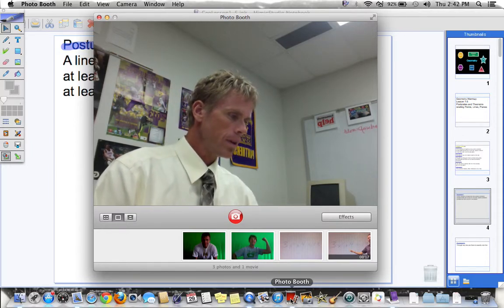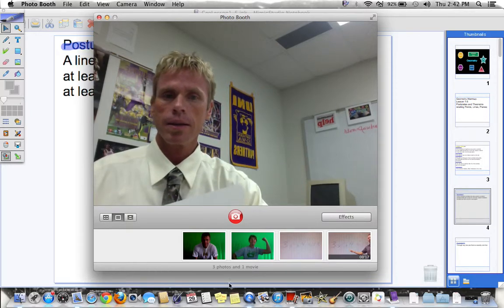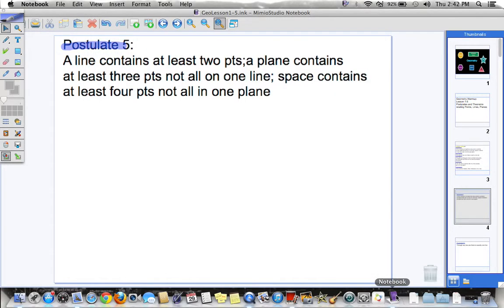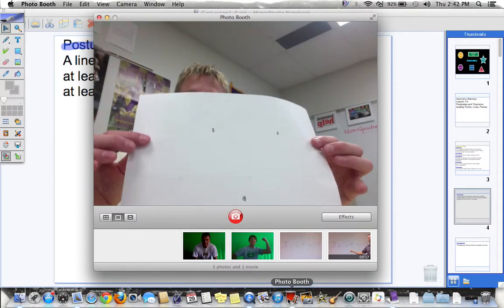Well, let me go back to the definition here. If I have space, it contains at least 4 points, not all in one plane. So they cannot be all in one plane. So I have 3 points there, right?